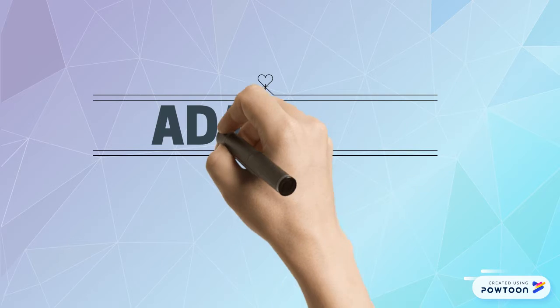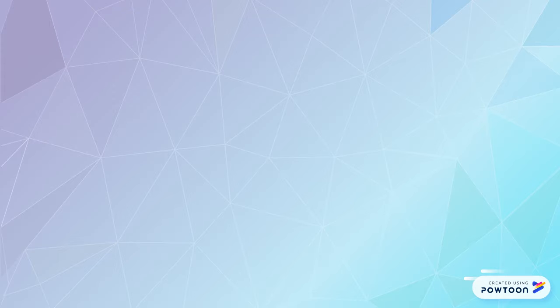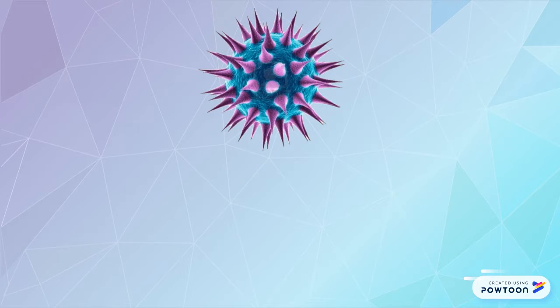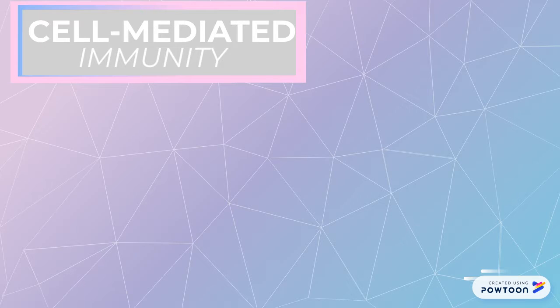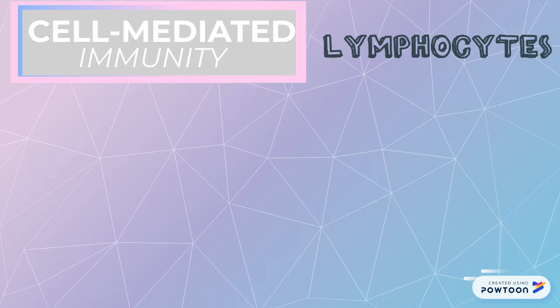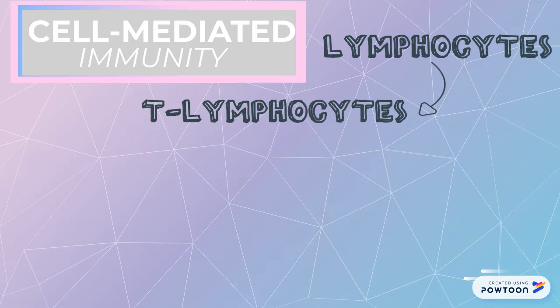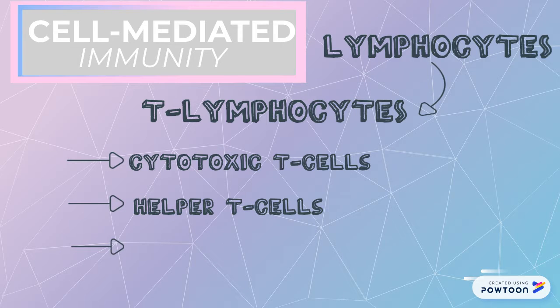So now, let's go in detail about adaptive immunity. As we all know, the human body has a number of ways to fight pathogens. So now I will be explaining about cell-mediated immunity. White blood cells, also known as lymphocytes, play an important role in adaptive immunity. They are also known as T lymphocytes and are divided into cytotoxic T-cells, helper T-cells, and suppressor T-cells.